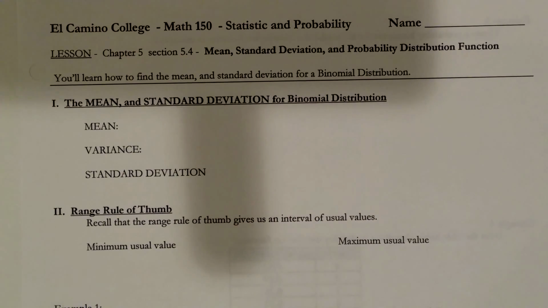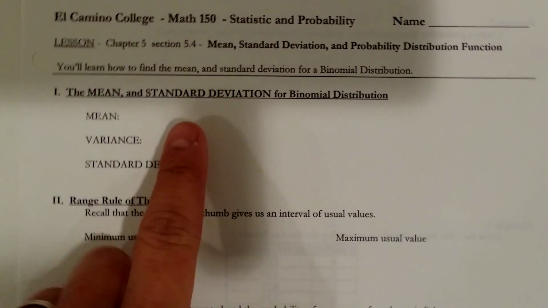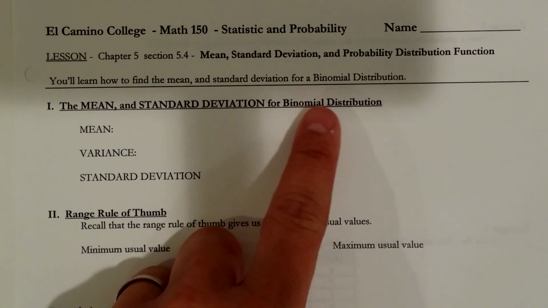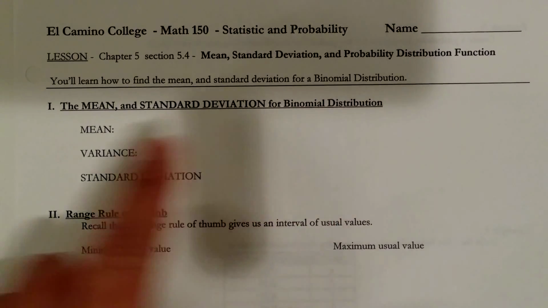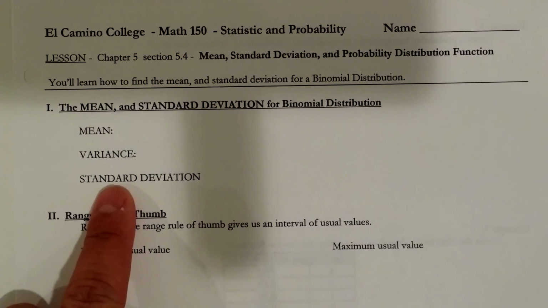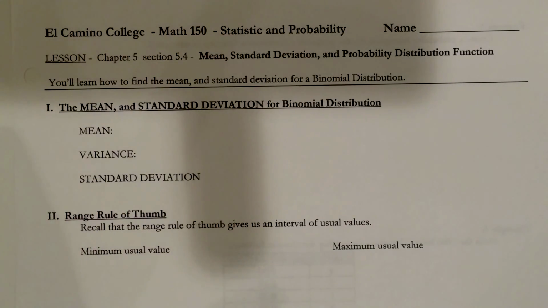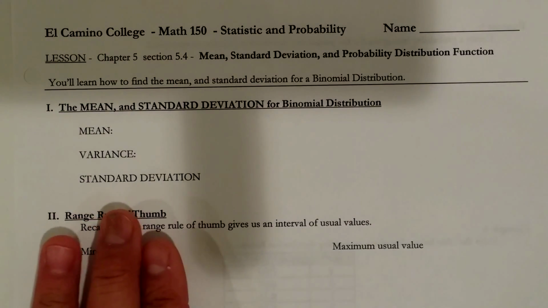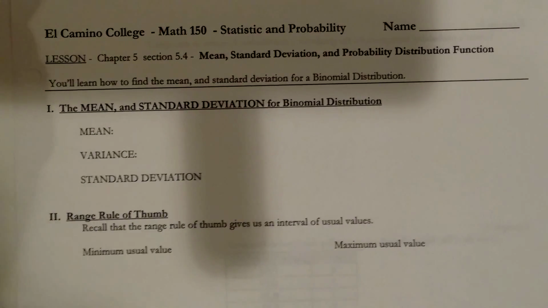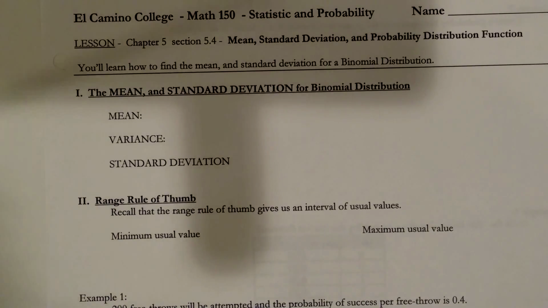In this lesson, we're going to look at how to find the mean and the standard deviation for any experiment that falls under a binomial distribution. Remember that the mean is the average, and the standard deviation tells us whether or not the data are spread out. The smaller the standard deviation, the closer together the data are. It's actually pretty simple to find the mean and the standard deviation.